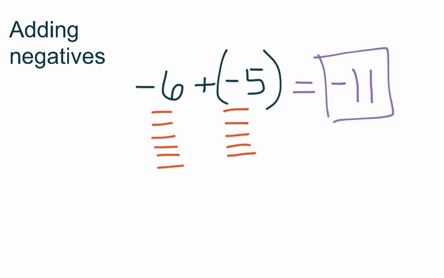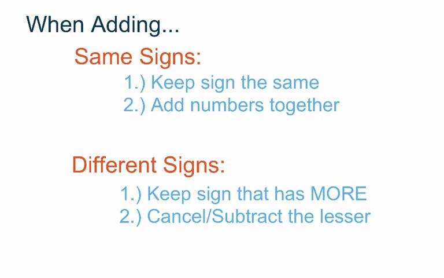And we can summarize these into 2 situations or 2 rules. Let's take a look. When you are adding integers, just keep in mind these 2 rules, because these are the situations you're going to encounter. If you are adding integers that have the same sign, meaning both numbers are positive or both numbers are negative, you're going to keep the sign the same, and then you're going to just add those numbers together like normal.